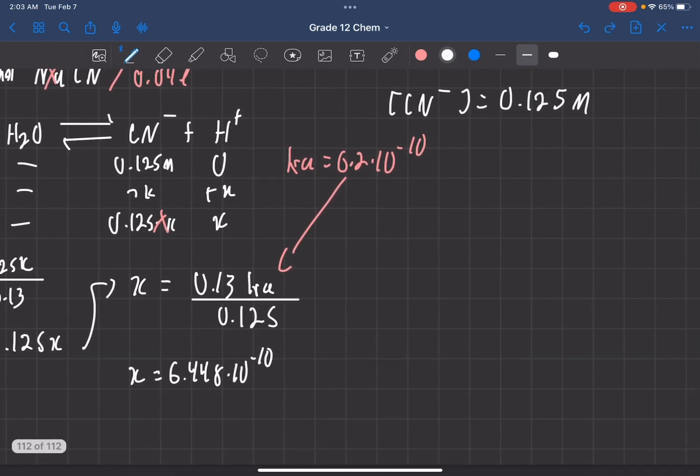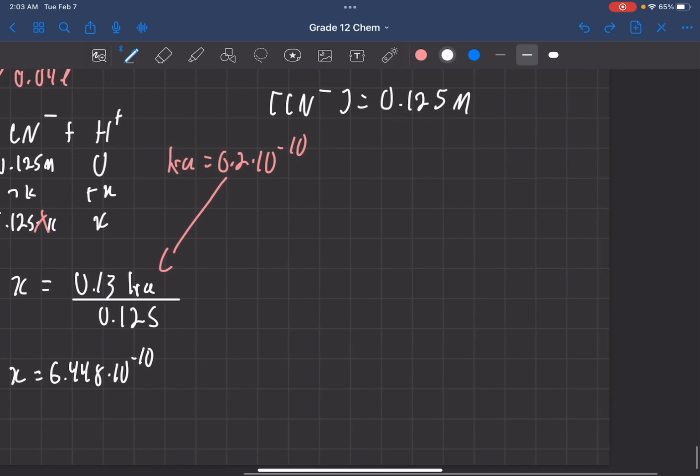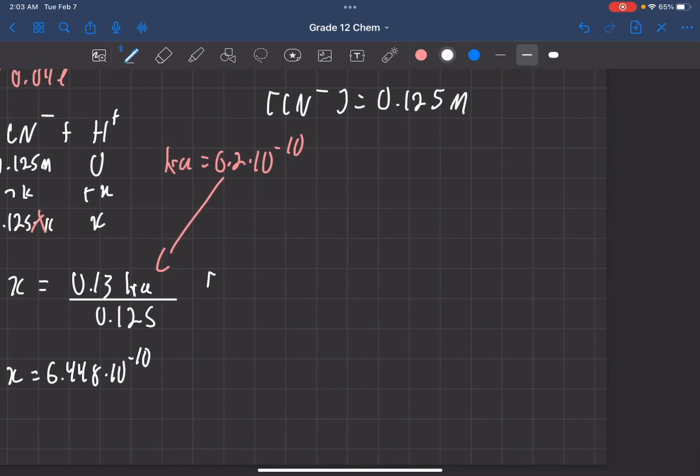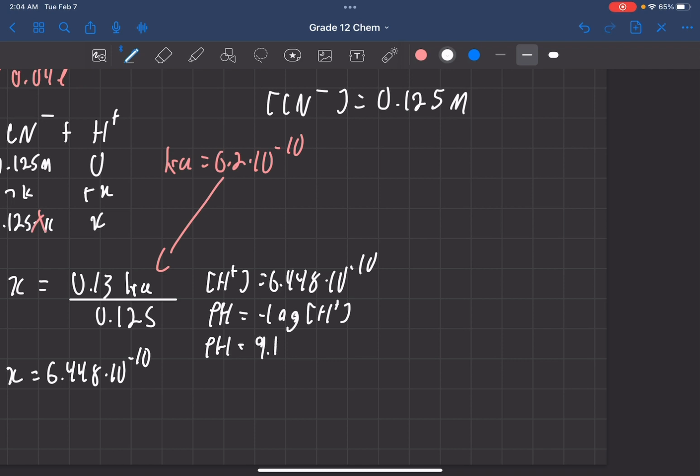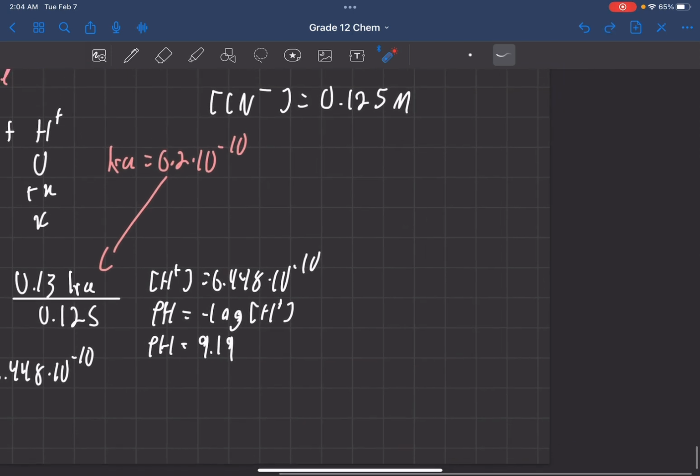And what do we know about our x? Our x is also equal to our hydronium concentration. So our hydronium equals 6.448 times 10 to the negative 10. And then pH is just the negative log of that, right? Negative log of hydronium. So the pH is equal to 9.19 approximately. So at 9.19, we're at the buffering zone.